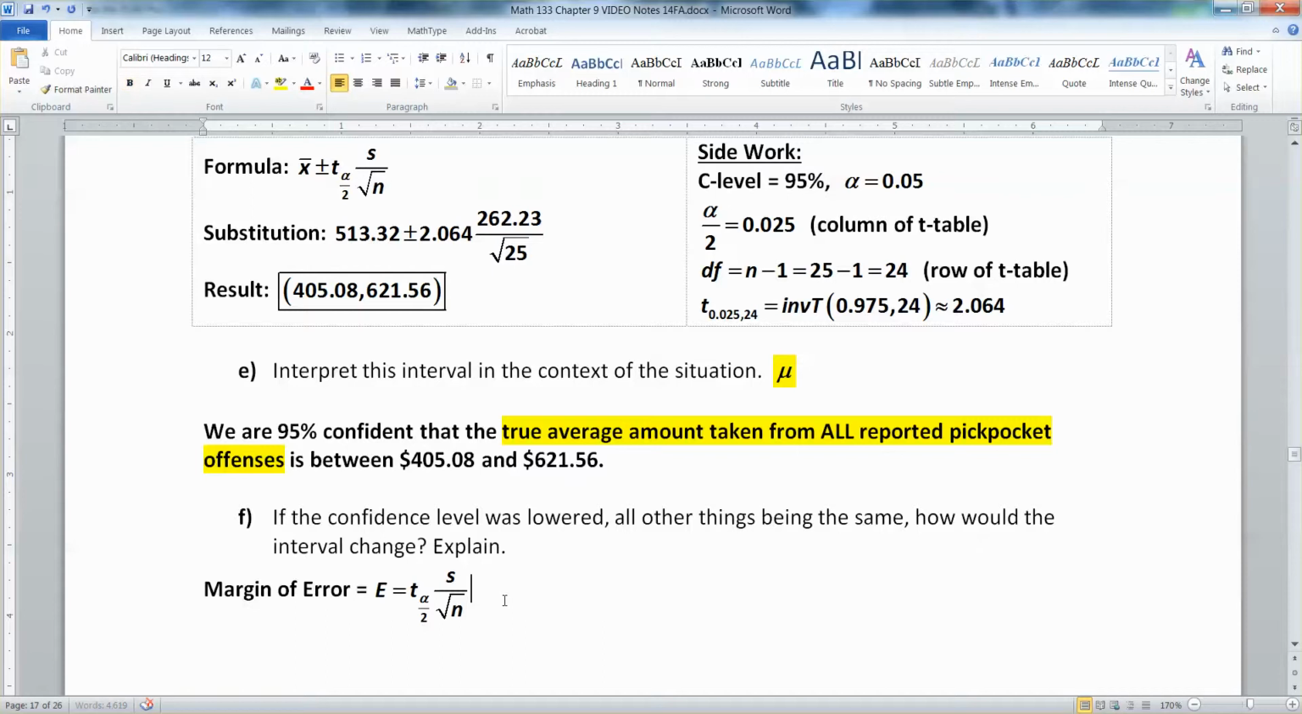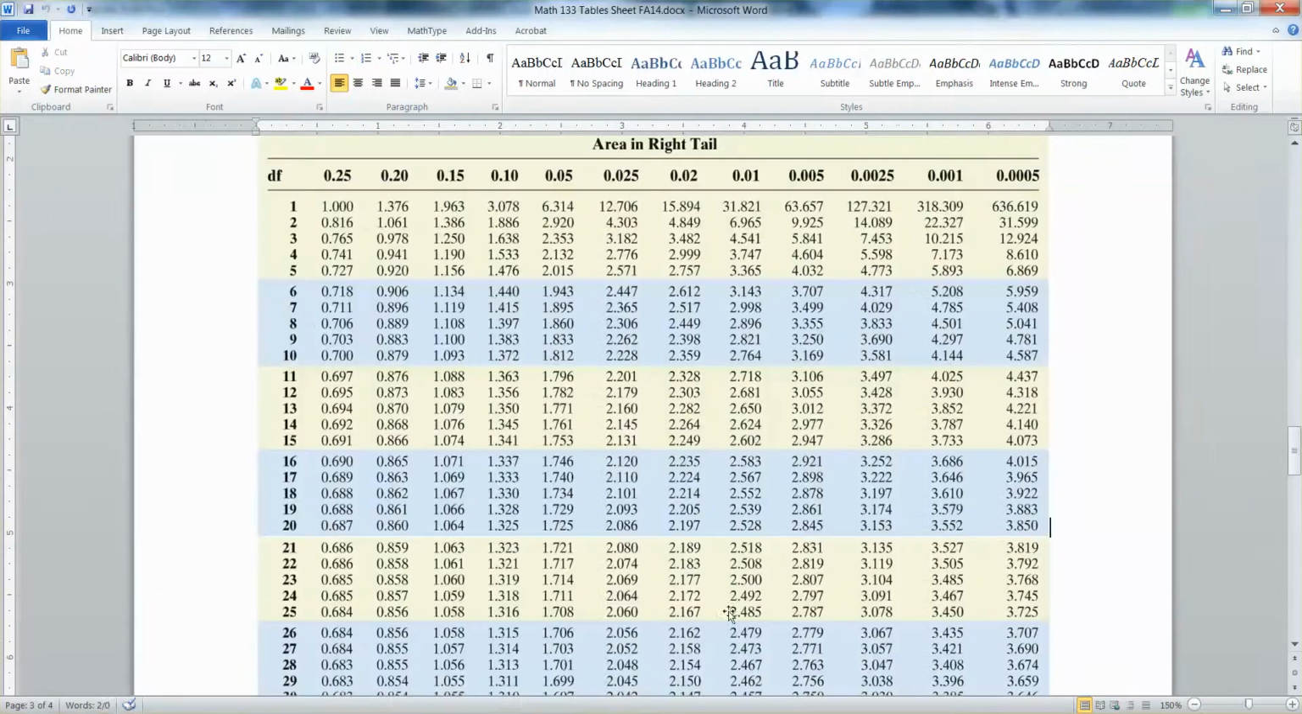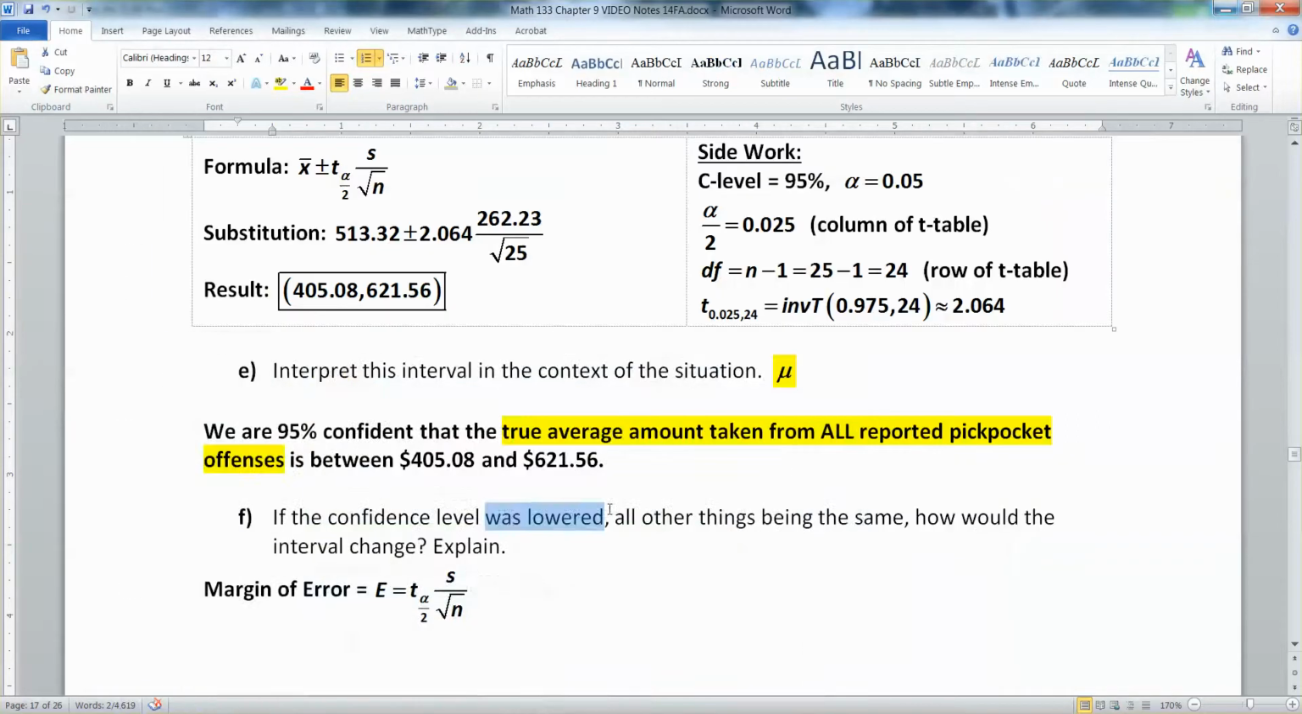Now, when they say leave everything the same, that means leave your n the same, leave your s the same, leave your x bar the same, everything the same. What is going to change if you lower your confidence level? Well, look at what's going to happen to your t-score. You're at 24 degrees of freedom, at 0.025. If you lower your confidence, you're going to be lowering your t-value. It makes the t-value smaller. For example, 90% confidence would be a 1.711. So that's going to make the t-value smaller, and that would make your error smaller overall.